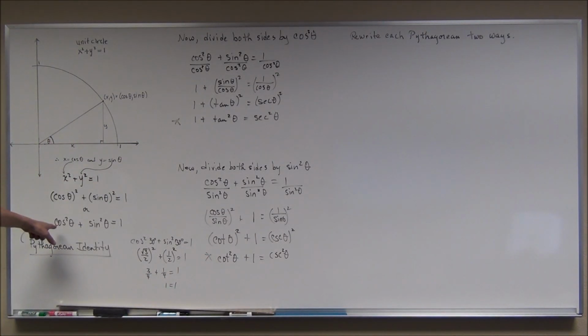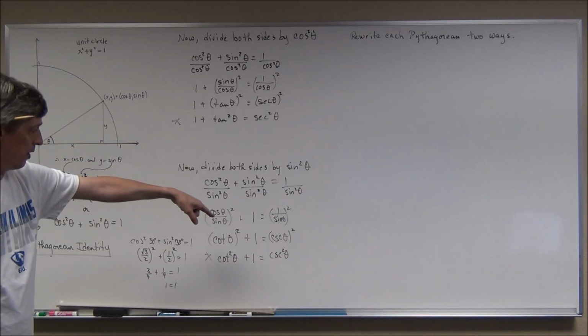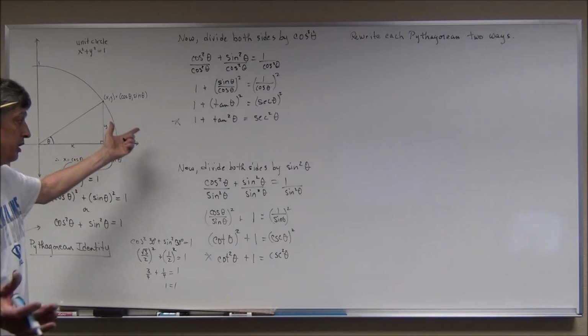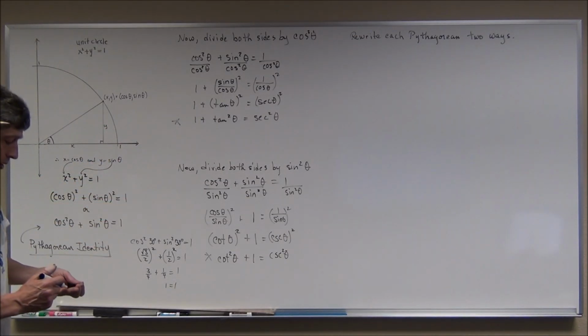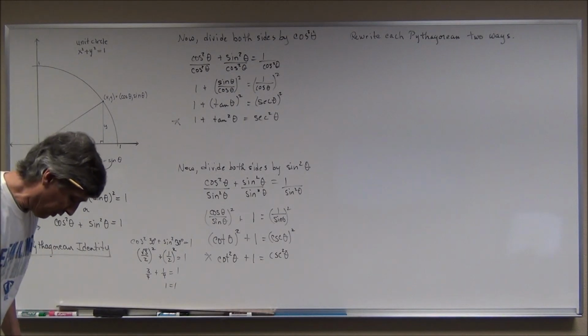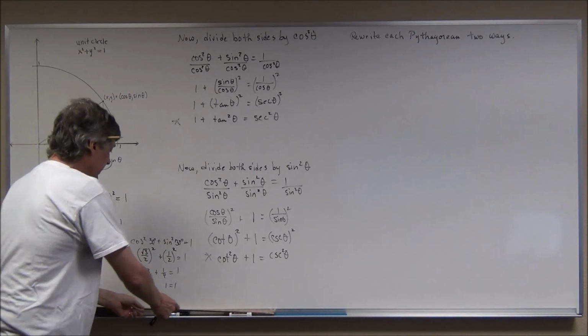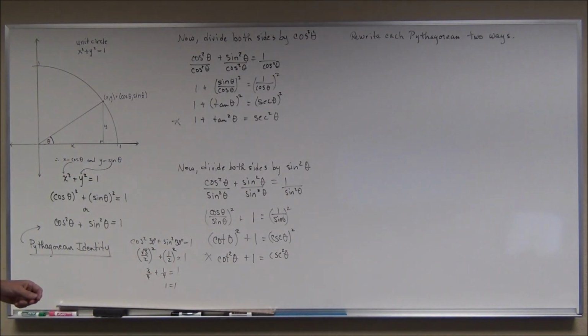Now, if you memorize this and you look to see how I derived these, it's easy to figure out the other two, or you can just memorize them all. But those are the three Pythagorean identities, and remember how often you use the Pythagorean theorem in geometry. Well, you use the Pythagorean identities in trigonometry at times just about as much.